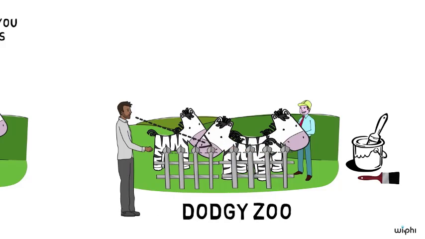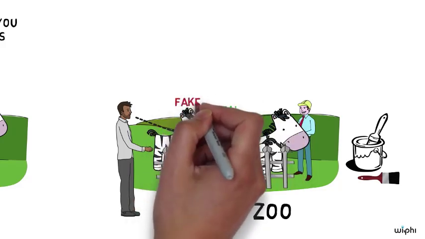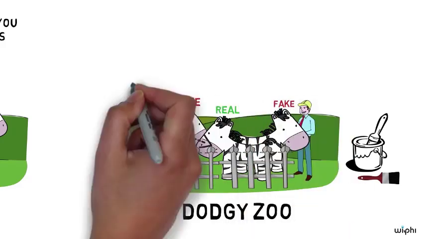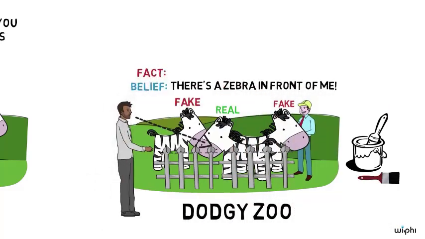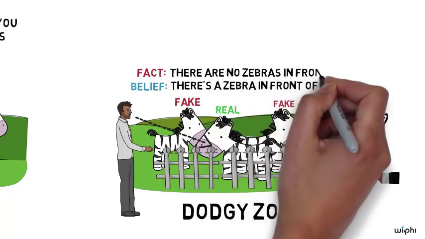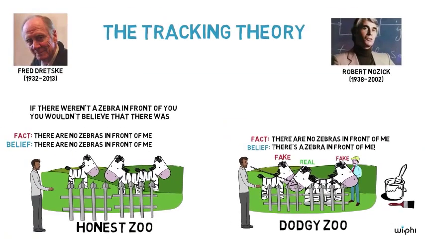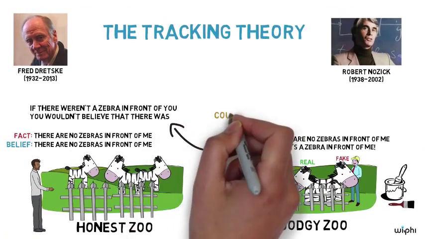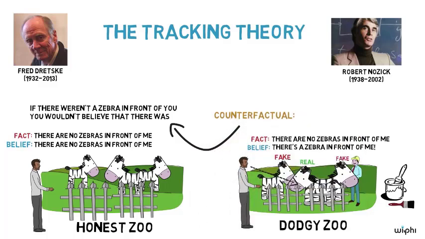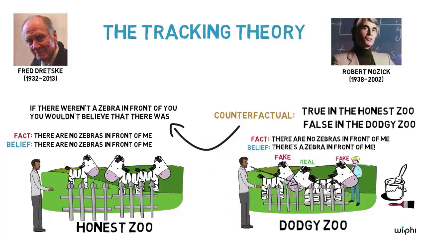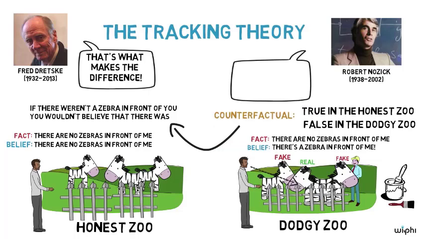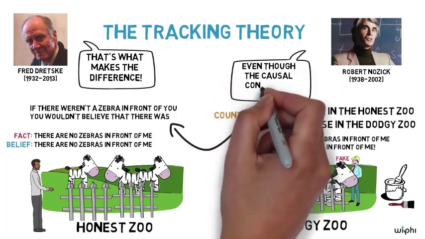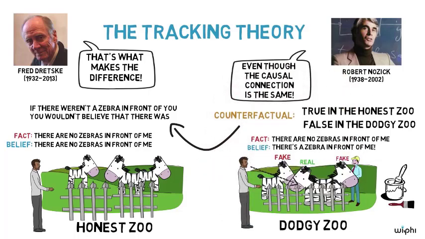But in a dodgy zoo full of fake zebras, things are quite different. In that zoo, you would still think you were looking at a zebra, even if you really weren't. So that conditional, called a counterfactual, because it describes how things would be if they were different than they actually are, is true in the normal zoo, but false in the dodgy zoo. The tracking theory says that this is why you don't know in the dodgy zoo, even though the causal connection between your belief and the fact is the same as it was in the normal zoo.